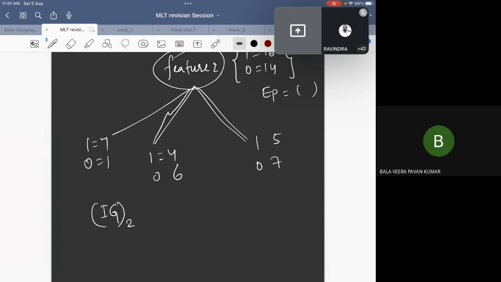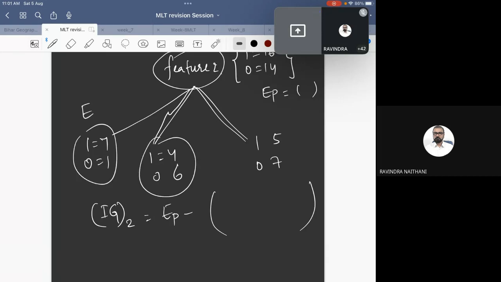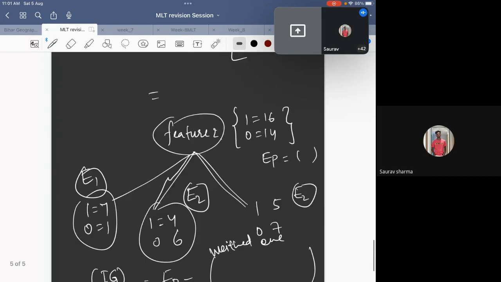EP minus all three. First left, then this left. Basically you have to subtract that from this, you have to do the addition, this whatever E1, E2, E3, correct, the weighted one, and then you need to solve. So it's not complicated.